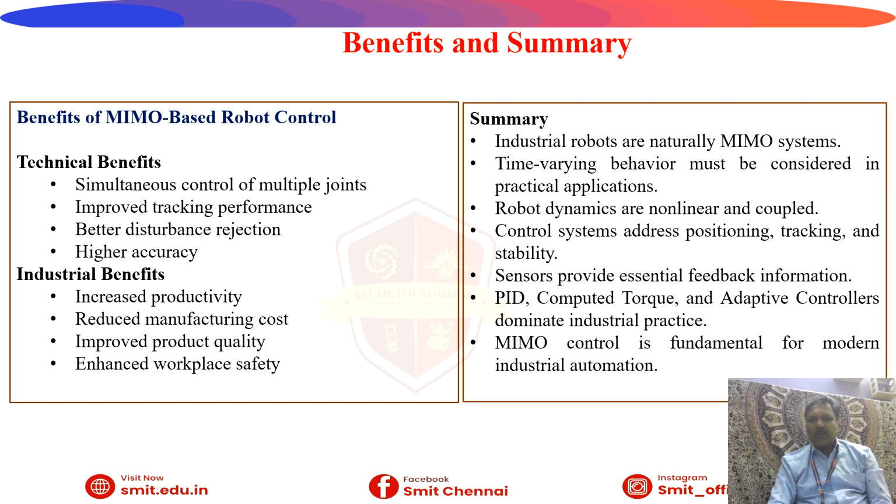Summary: industrial robots are naturally MIMO systems. Time-varying behavior must be considered in practical applications. Robot dynamics are non-linear and coupled. The control system addresses positioning, tracking, and stability. Sensors provide essential feedback information. PID, computed torque, and adaptive controllers dominate industrial practice. MIMO control is fundamental for modern industrial automation.